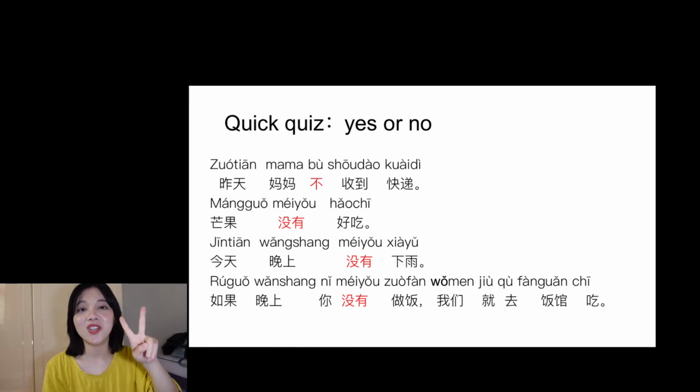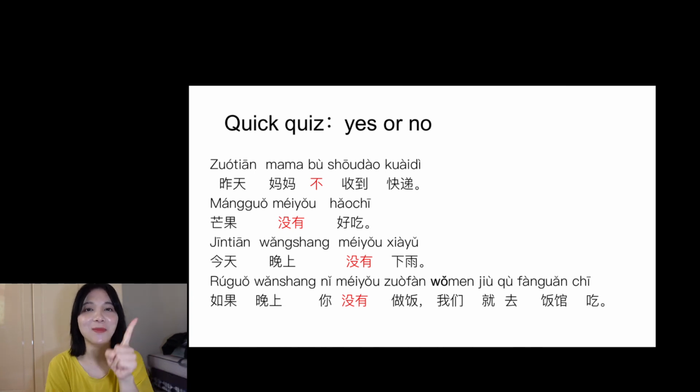Quiz 2. In this part, you need to judge whether we can say that sentence or not. Sentence 1. 昨天妈妈不收到快递。收到 is receive. 快递 is the package. So yes or no. Now, sentence 2. 芒果没有好吃。芒果 mango, 好吃 delicious. And next sentence. 今天晚上没有下雨。今天晚上 tonight, 下雨 raining. Yes or no?